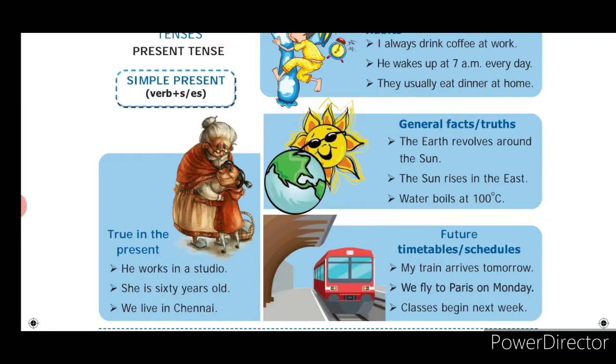We cannot say that one day it rises in the east and one day it rises in the west. We cannot say the sun always rises in the east. This is all the general truth. We cannot change it. So for those things we will be using simple present tense.